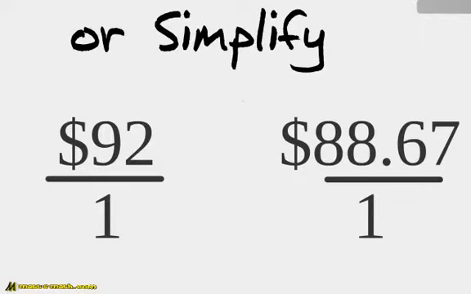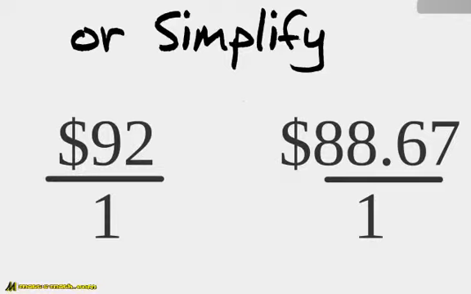Okay? Or the other way to do it is just to simplify. You simplify the fractions there. 184 divided by 2 is $92 per ticket, and 266 divided by 2 is $88.67 per ticket. So notice that per ticket, my friend got a better deal, 88 bucks as opposed to $92, okay?